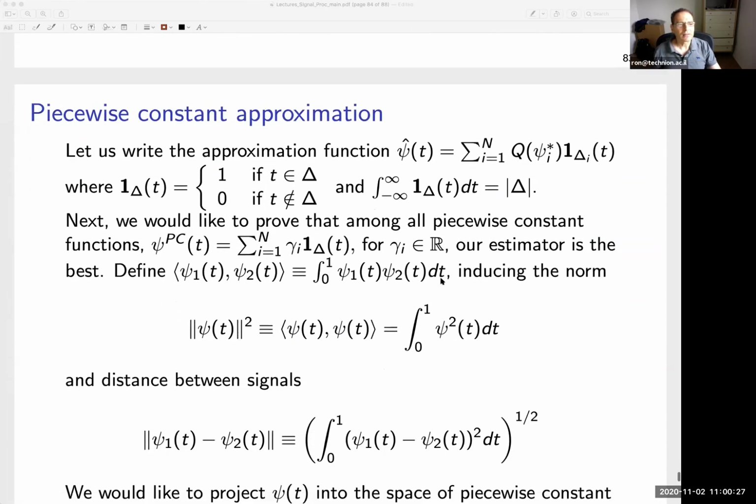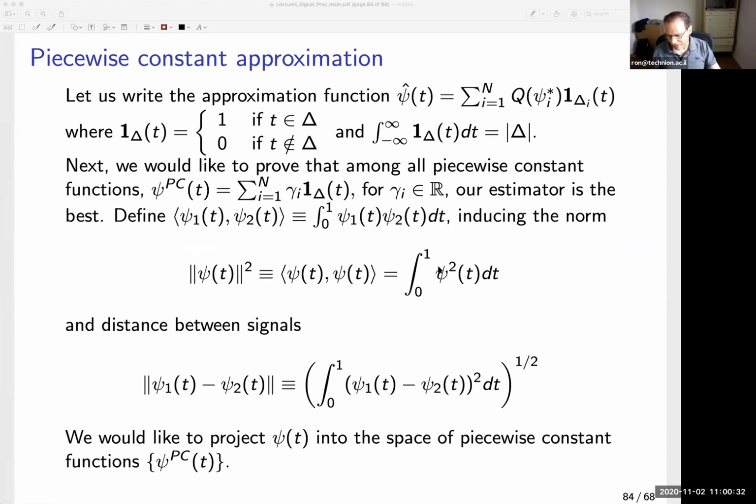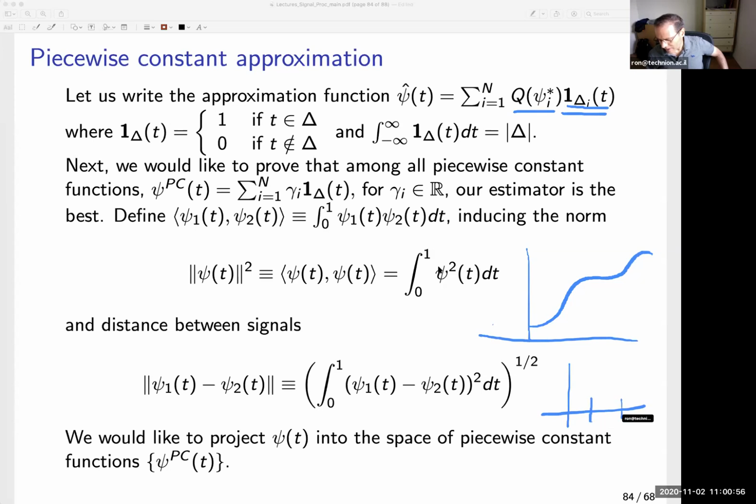So let's do that. Let us write the following approximation for a function as the multiplication of the quantization level by some constant value. What do I mean by that? Assume that this is my psi function, and I'm using a 1 on delta I function, which is 1 inside the interval and 0 elsewhere. So this would be 1, and this would be my 1 delta I function. So this is delta I.